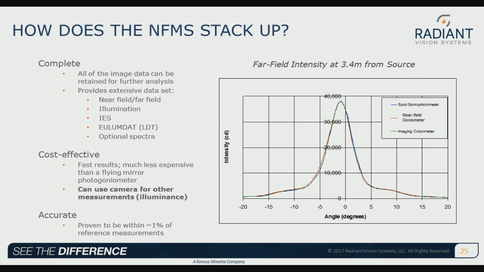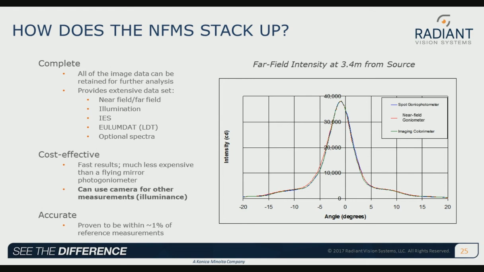So how does the NFMS compare to conventional goniophotometry? Well, it is a complete data set, and all of that image data is retained for further analysis. You get hundreds of highly resolute photos of your source, which accurately capture the outputted luminance and color. You get the spatial and angular data of your source so that you can create those ray sets or IES files with that intensity information. It's cost-effective, especially when compared to a traditional swinging mirror goniometer, and you get fast results with virtually no turnaround time using this in-house measurement system.